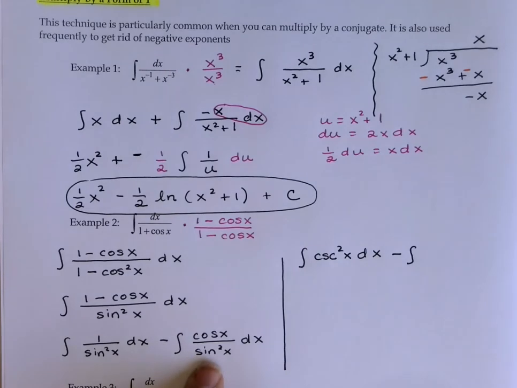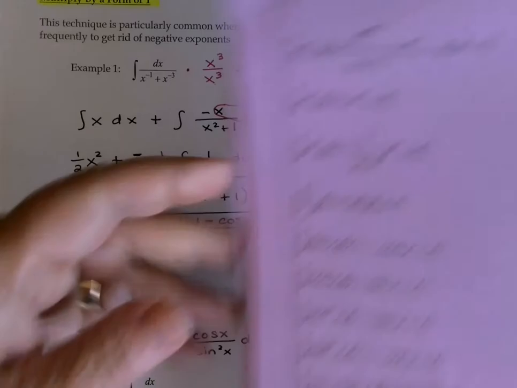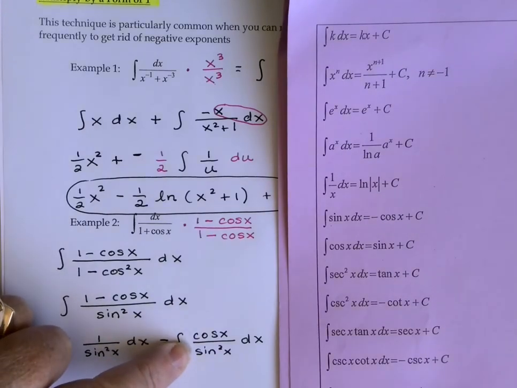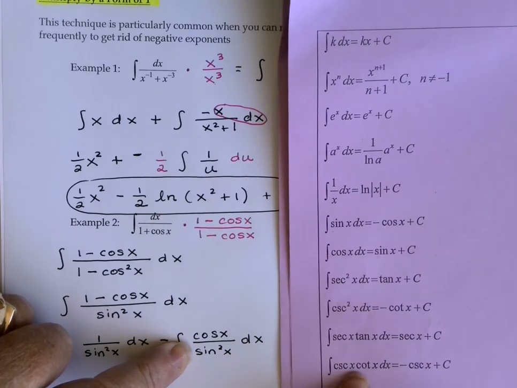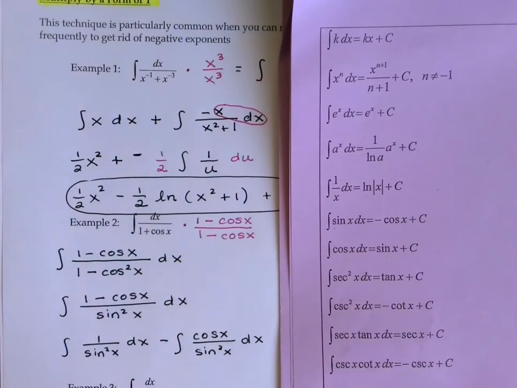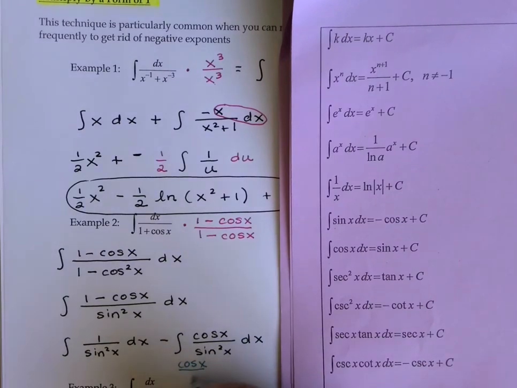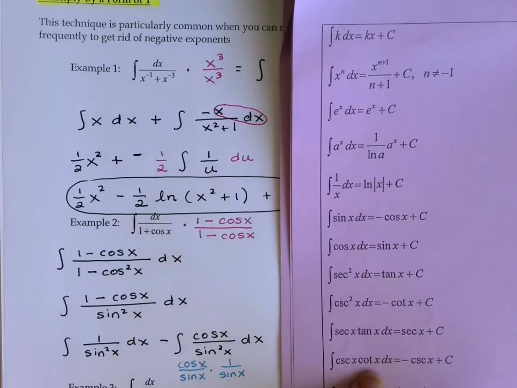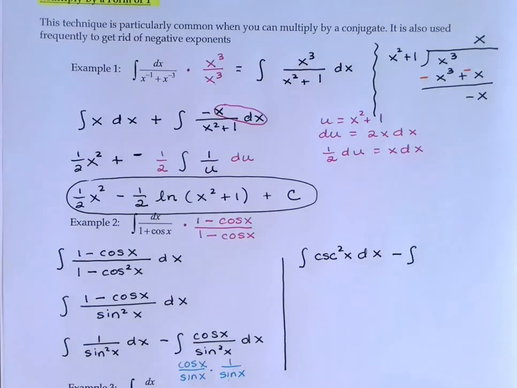And then what about this one? Cosine over sine squared. Well, I have to make it look like one of these, or I'm not going to be able to do it. I know cosine over sine is cotangent, and then the other 1 over sine is cosecant. If I mentally think, okay, this is cosine x over sine x, and that's 1 over sine x, I can rewrite that as cotangent x, cosecant x. And that's something I can deal with. So let's do that.